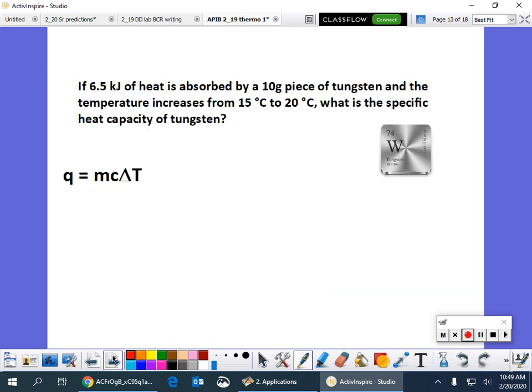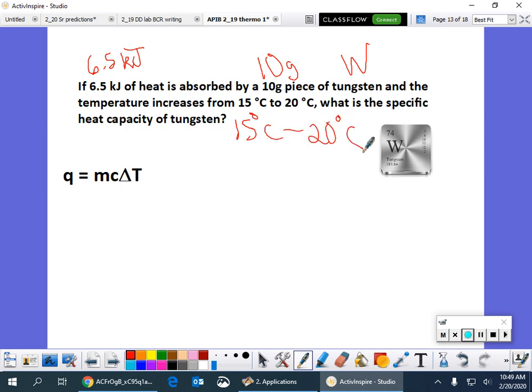So let's do an example. This is not on your example sheet, but you've got space there. So the problem says if 6.5 kilojoules of heat is absorbed by a 10-gram piece of tungsten, and the temperature increases from 15 degrees Celsius to 20 degrees Celsius, what is the specific heat capacity of tungsten?